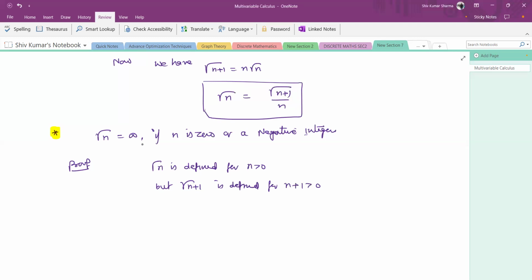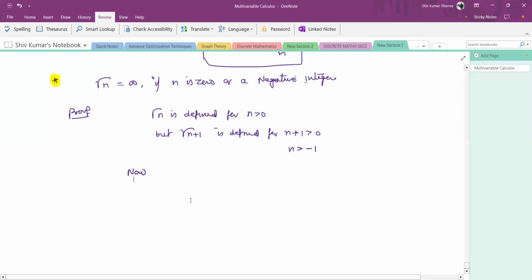So when n plus 1 is greater than 0, it means that n is greater than minus 1. Now we take the limit n tends to 0. So when we take the limit n tends to 0, gamma n plus 1 gives us gamma n; when we put n equal to 0, gamma 1. So gamma 1 equals 1. Okay.